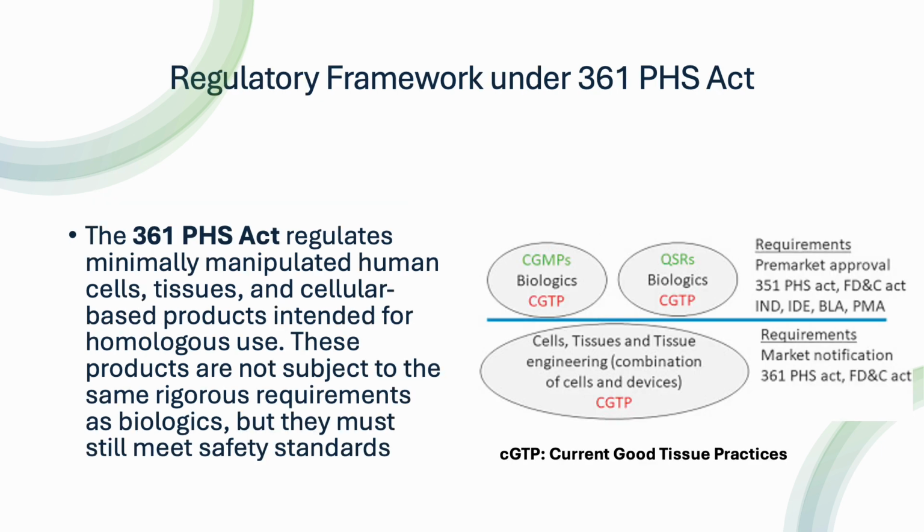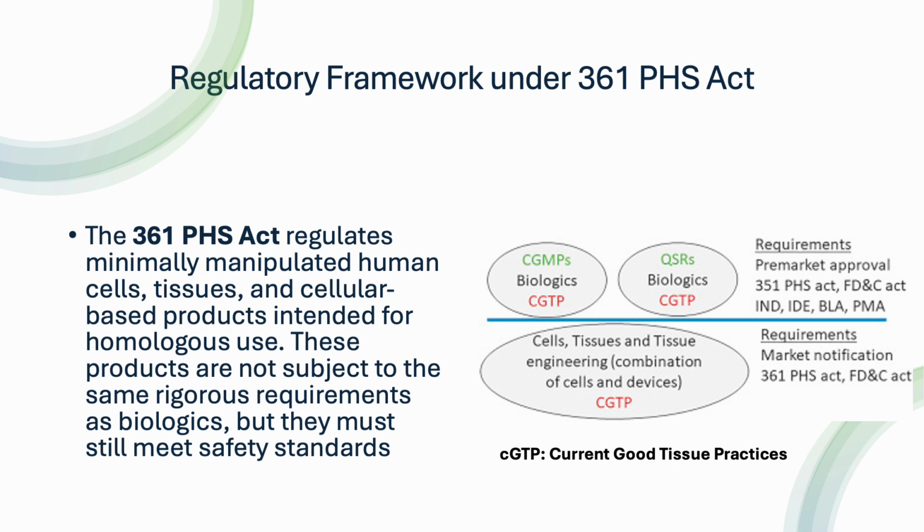Now, under Section 361 of the PHS Act, products like minimally manipulated tissue products that are used for homologous purposes are regulated with less strict requirements because they need less manipulation. Again, so it's less strict requirements than biologics, but they still need to demonstrate safety and effectiveness.